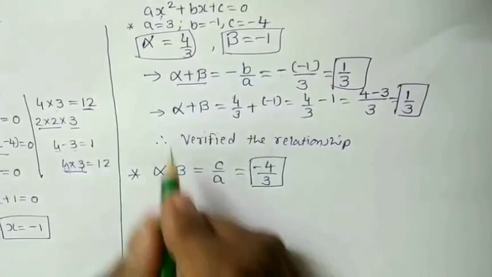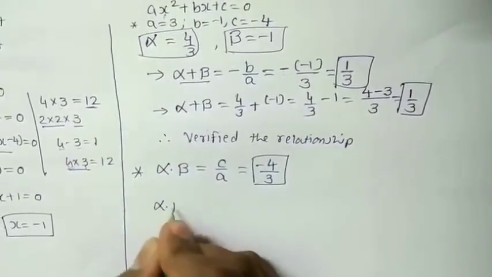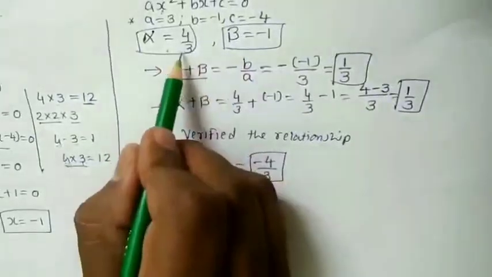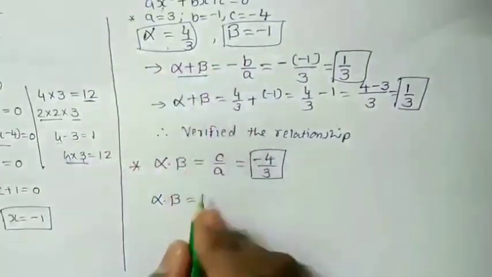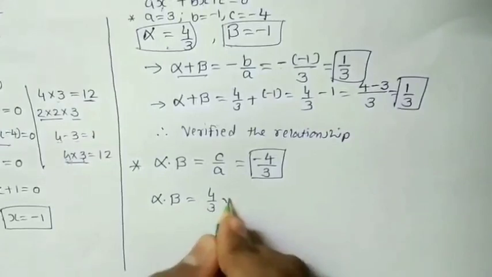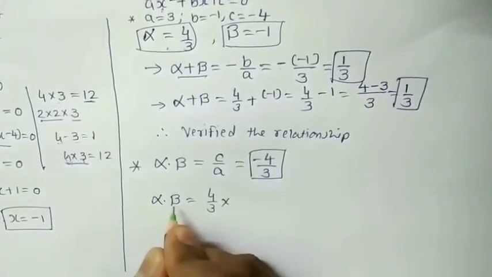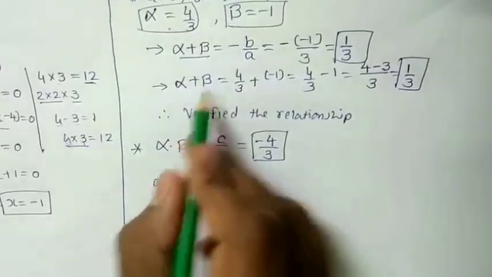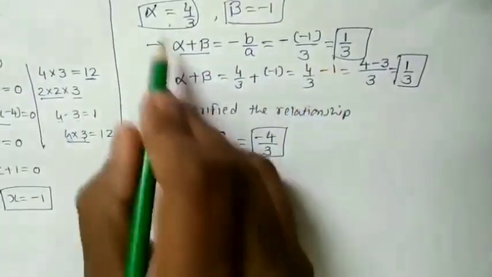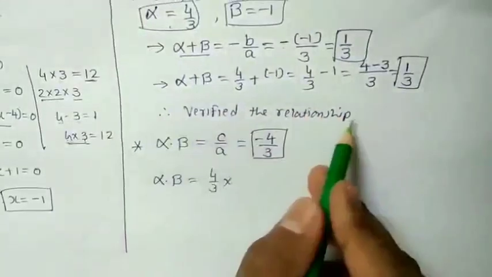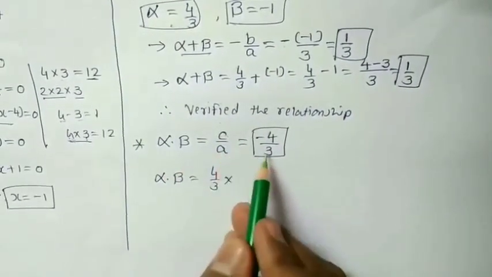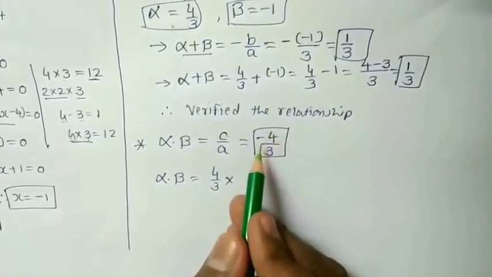We'll try to find it in the same way, that is alpha into beta. We already have both the zeros, or both the solution set, that is 4 by 3 into, it is multiplication, product of the zeros. Earlier we took the sum of the zeros and verified it by the formula, and in the same way we are getting the same. So it is verified. Here the product of the zeros, alpha into beta, is equal to c upon a. In that way we got minus 4 by 3.